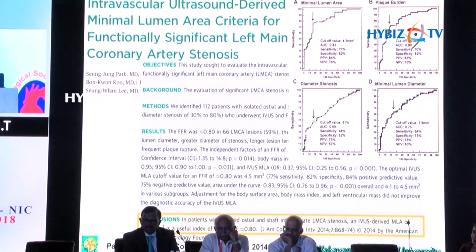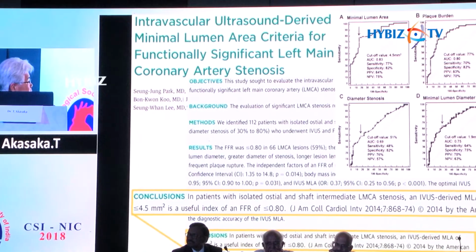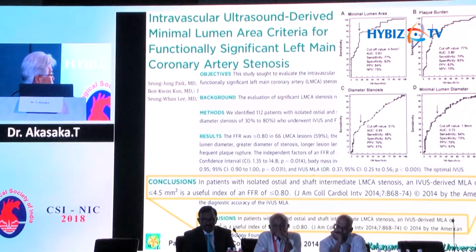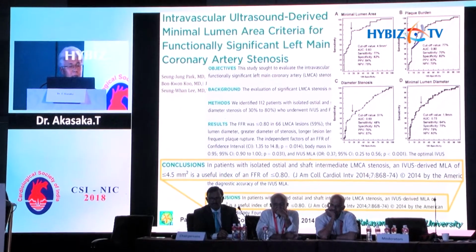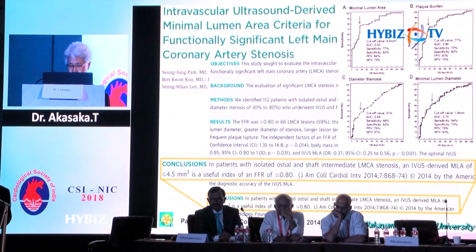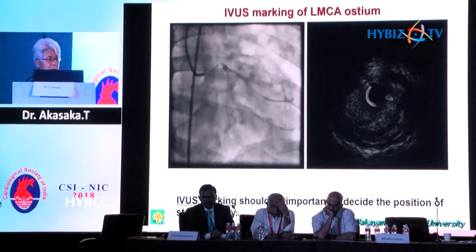This is based on the Asan Medical Center result. The cutoff for FFR less than 0.80 in Asian patients is a lumen area less than 4.5 square millimeters, as shown in this slide. It might be different in US or European patients.